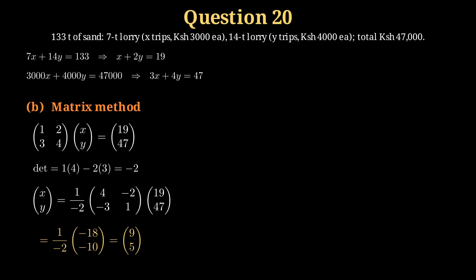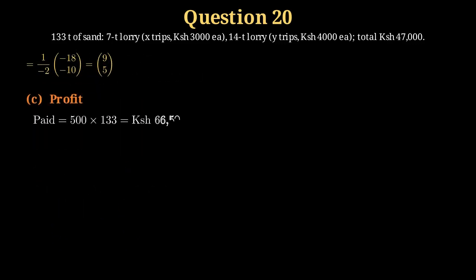4 times 19 minus 2 times 47 is minus 18. Minus 3 times 19 plus 47 is minus 10. 1 over minus 2 of that gives x equals 9, y equals 5.